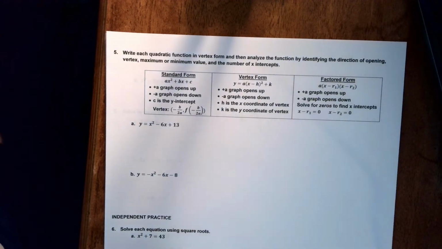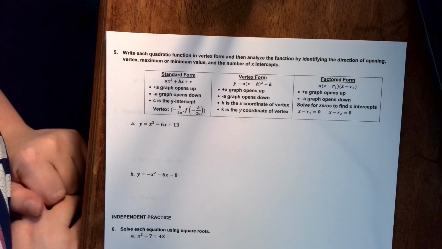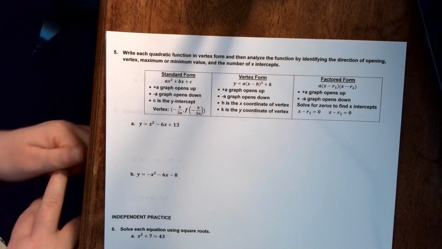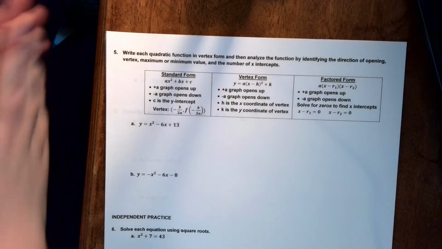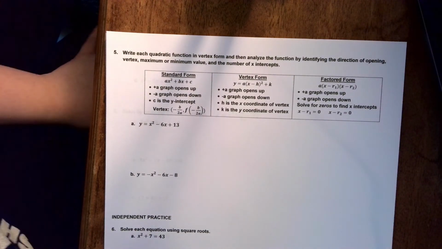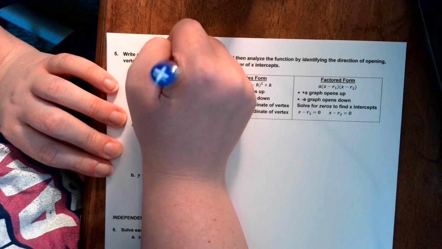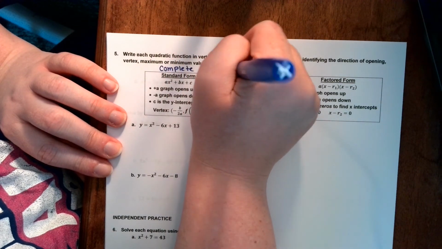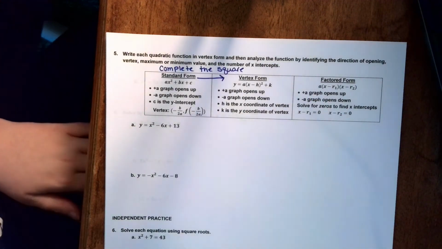Okay. Number 5, write each quadratic function in vertex form and then analyze the function by identifying the direction of the opening, vertex, minimum, maximum, and number of x-intercepts. Alright, so we want to go from standard form to vertex form. In order to do that, we have to complete the square to go from here to here. So we're going back to completing the square.